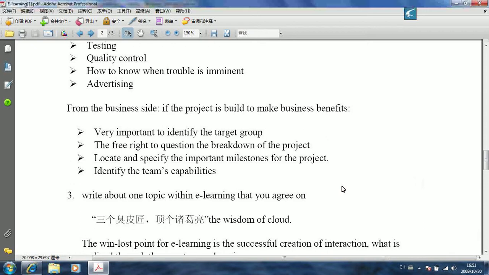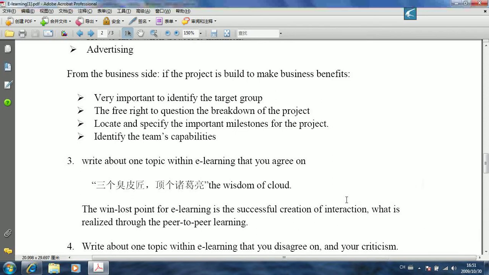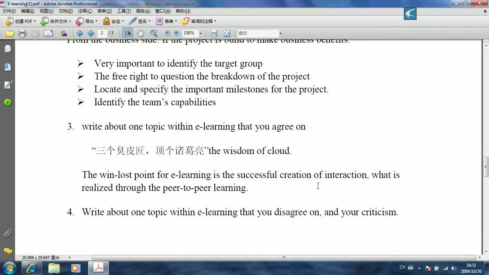And it is also very important to locate and specify the important milestones for the project. So it will help us keep in mind which steps we are at. And last but not least, we all have to keep in mind what kind of capabilities are within our reach. We do not go too far, and we do not underestimate our abilities.